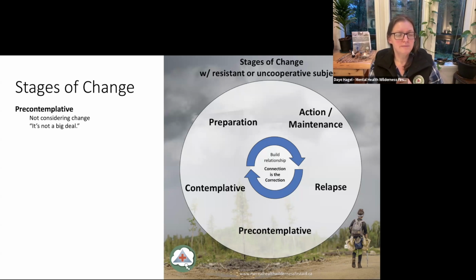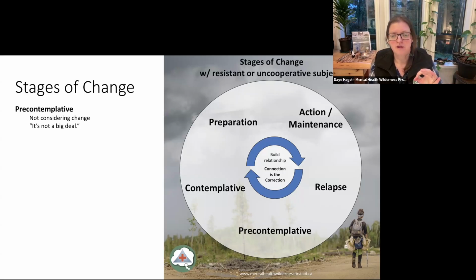Someone who's pre-contemplative is perhaps dealing with maybe some large behaviors that you might think could really benefit from change, but for whatever reason, they're not considering change. They're either not considering, or they're not interested in it, or they're not ready for it at all, right?